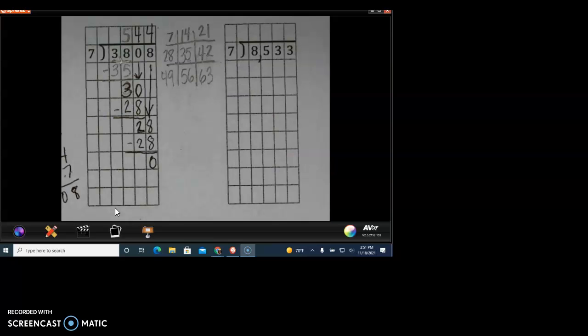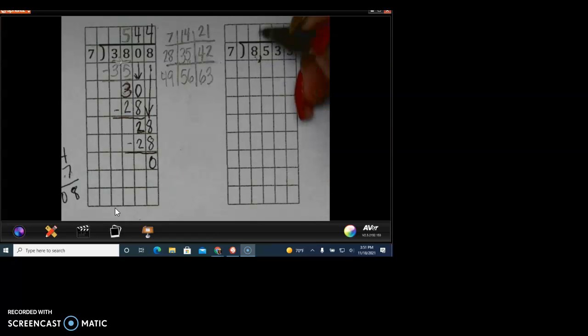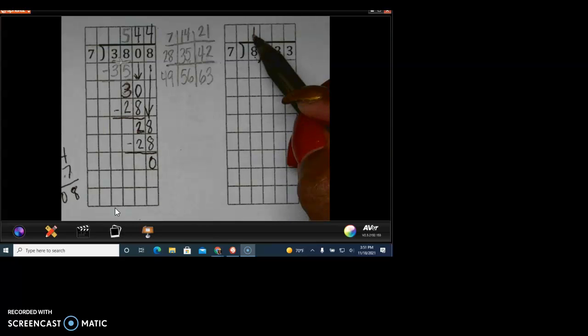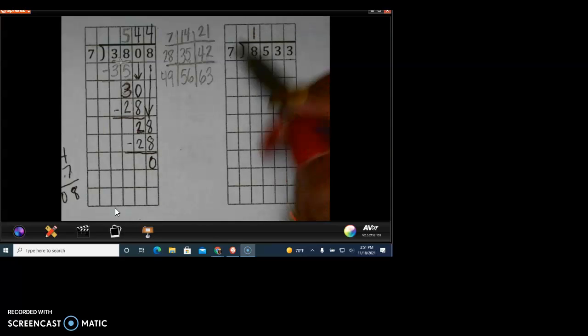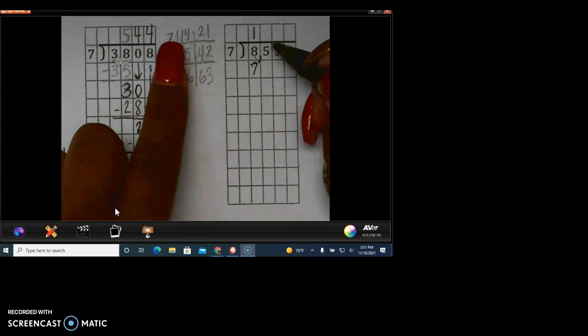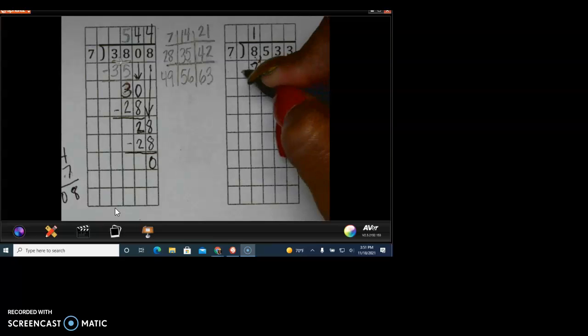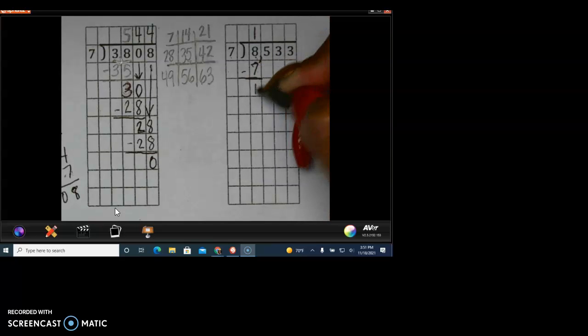Using the same multiples of 7, I have 8,533. Can I make groups of 7s from 8? Yes. 8 is more than 7. I can make one group of 7. 1 times 7 is 7. I know that because here on my multiples chart, 1 times 7 is 7. I can't go to 7 times 2. That's 14. That's too much. I subtract right here. I get 1.